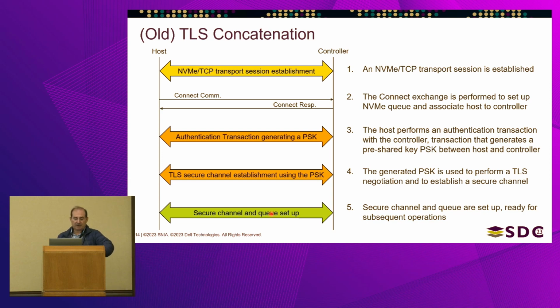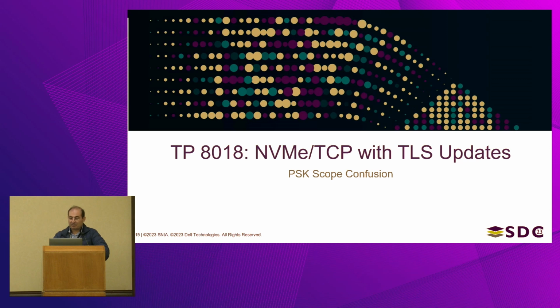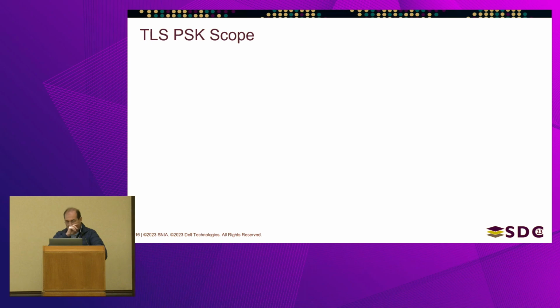Well, we discovered that this idea, which stops the NVMe operations while you are upgrading your connection and then restarts, is not so easy to do. Let's continue to take a look. So, first of all, we had a problem of TLS scope, of a PSK scope. We generate a PSK. What is the scope of this PSK? Let's take a look at the problem.